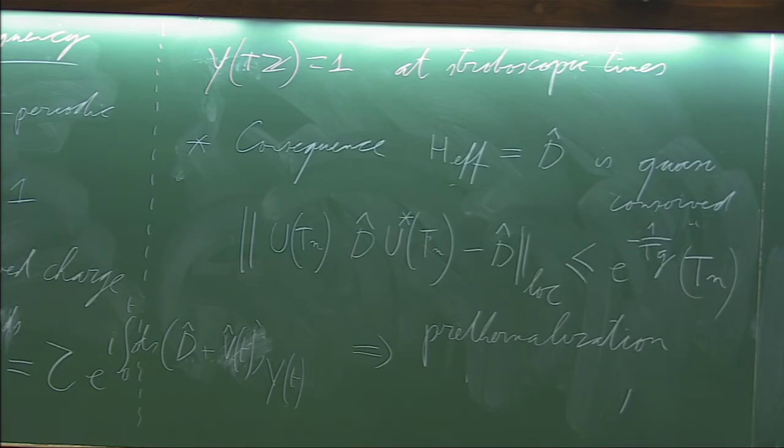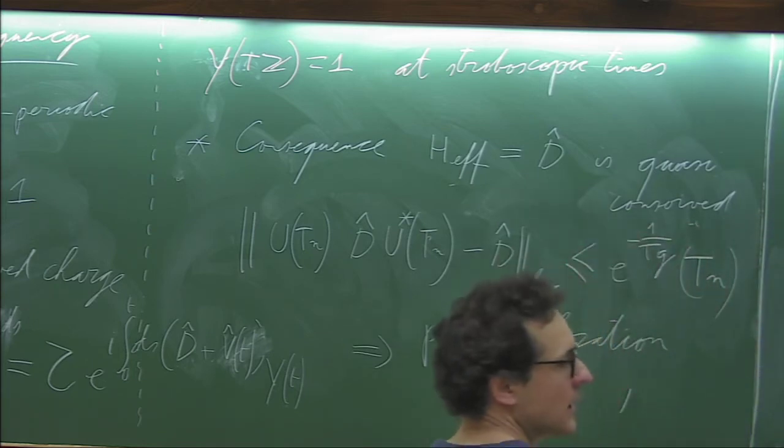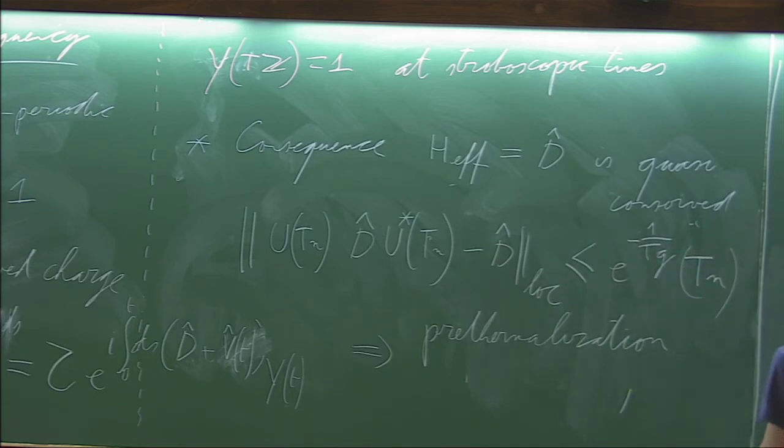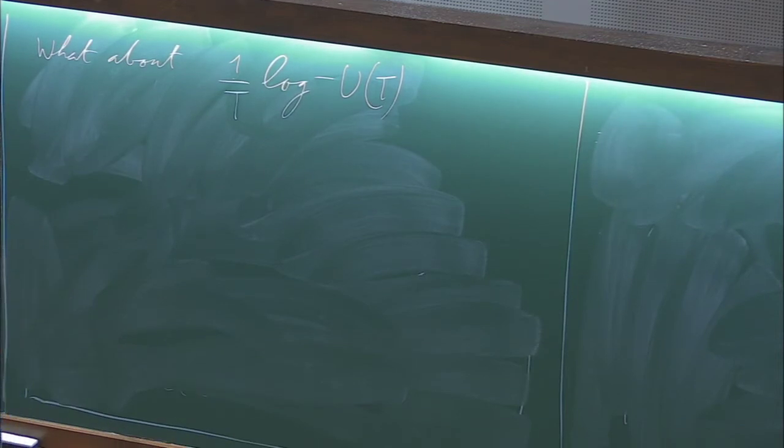Okay, so this question, I had just decided to skip that, but since you ask, you could, of course, do the following. What about the logarithm of U_T, over T? That would be what you called the Floquet Hamiltonian. Well, in some sense it is close, because if you pretend that this term is really zero, then this guy is of course a logarithm of that.